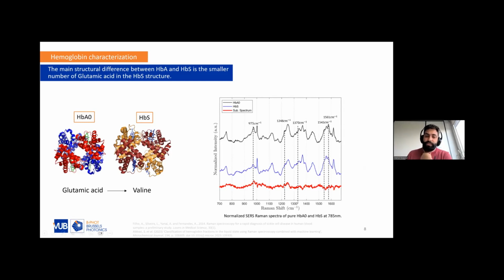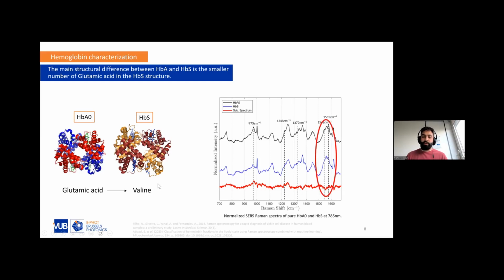On the right-hand side, you see that we have the HbA0, the normal hemoglobin, and HbS, the sickle cell hemoglobin. You see that there is a subtraction between the two. That is going to be the case for the next slides as well: there are going to be comparisons to the HbA0 normal hemoglobin. Chemically speaking, the difference between HbA0 and HbS is that a building block called glutamic acid changes to valine, and this change is the most significant chemical change between the two structures.